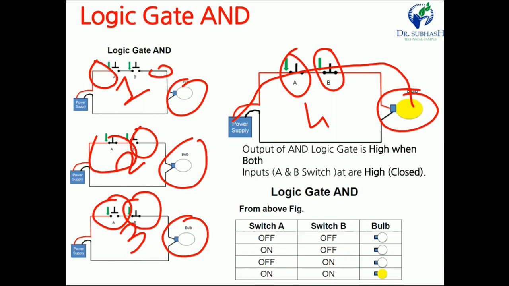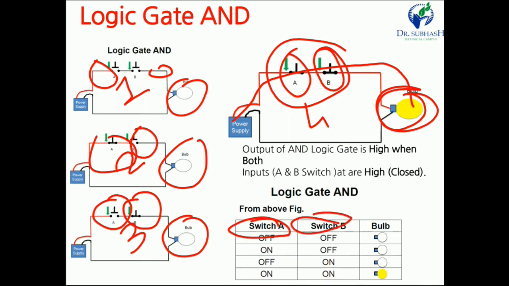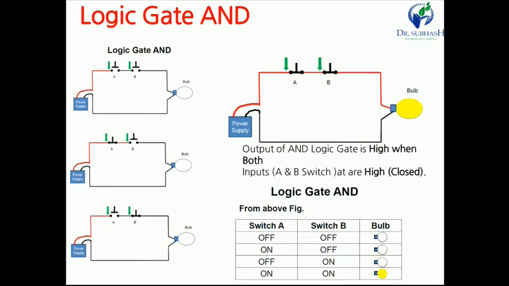So we can say that the output of the AND logic gate is high when both inputs A and B switches are high, meaning closed. Whenever both switches are on or closed, then the output, meaning the bulb, is on. Whenever we draw a table of the condition of switch A and switch B, the bulb position is our output. These are all inputs and the bulb position is our output. So you have to remember, whenever both switches are on, meaning both inputs are 1, then output is 1.